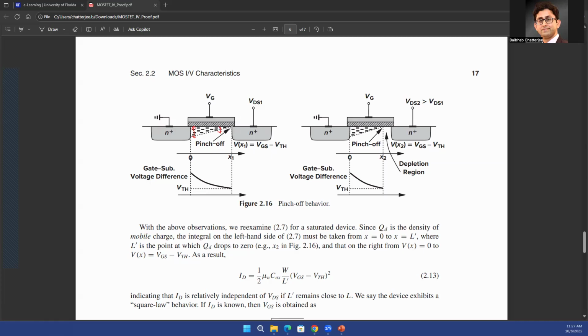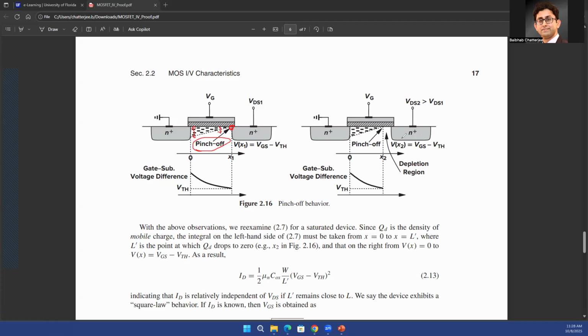And after a certain point, the thickness will reduce to a point. The VDS at which that happens is called the pinch off point. So your pinch off VDS is the VDS at which the channel on the right hand side, toward the drain side, reduces to just a point. It's a pinch off point because the thickness is very close to zero. After that, what will happen?